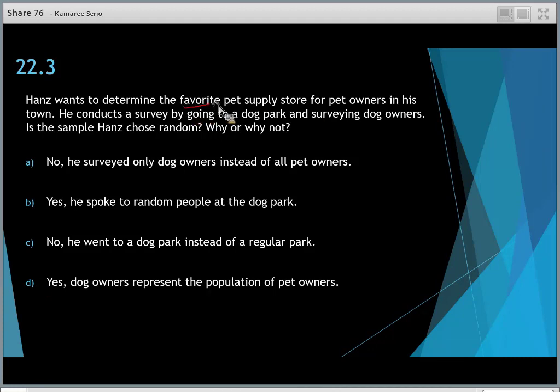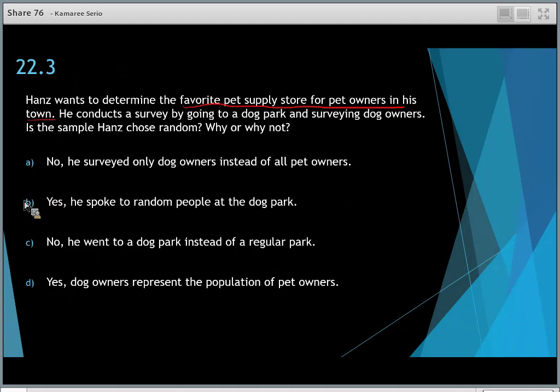All right, Hans wants to determine the favorite pet supply store for pet owners in his town. He conducts a survey by going to a dog park and surveying dog owners. Is the sample Hans chose random? Why or why not? Well, think about pets. Is there more than just a dog you could have for a pet? I mean, tons of people have cats, fish, hamsters. You could even have a snake. You could have a gerbil. There's so many different kinds of pets, right? Not just dog owners. So for me, that's not random because he's only surveying one type of pet owner.